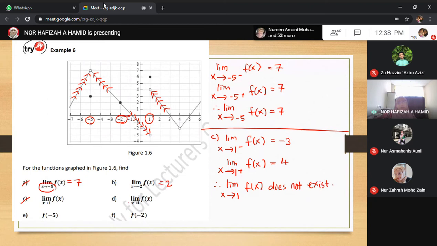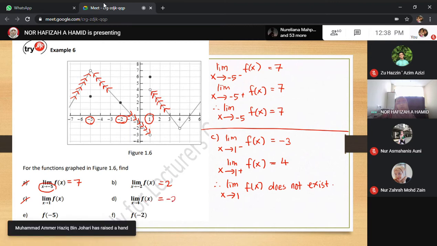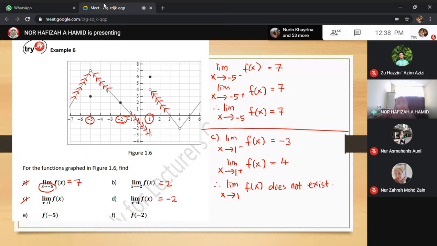For D, I want you to refer to the recorded video. For D, x approaches 4, and the answer is -2. Okay, for f(-5): this is not a limit. f(-5) is the exact value of y when x equals -5, so you need to calculate the value of y. Similarly, f(-2) is the exact value when x equals -2. So you need to find the value of y.